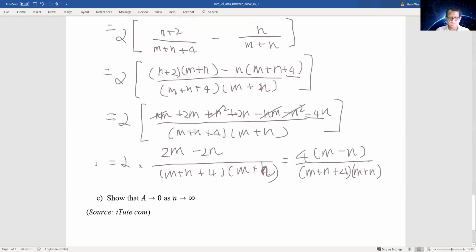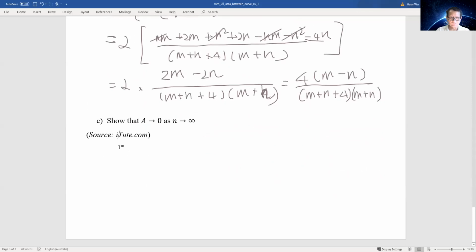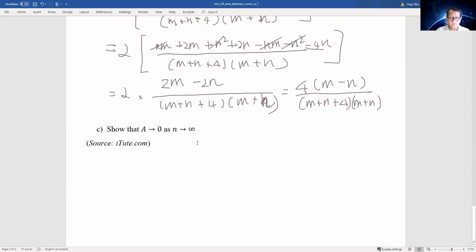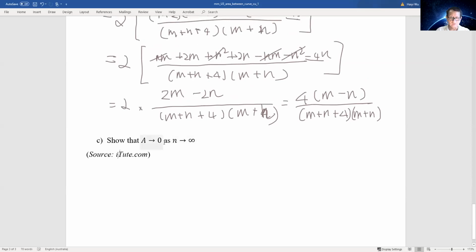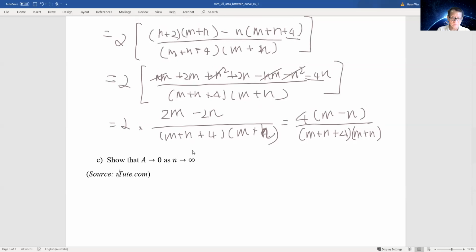Okay, so now we've done question number 2. Now we're going to show that when n approaches infinity, the area between the two curves also approaches 0. So n getting bigger and the area getting smaller. So let's prove that. Because A is 4m minus n divided by m plus n plus 4.